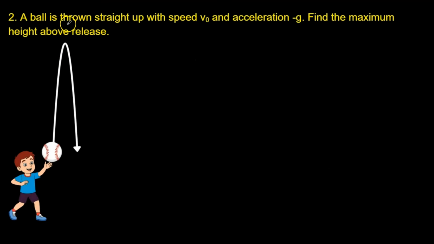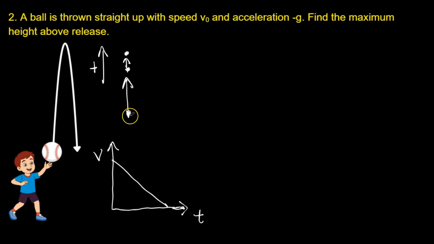Question 2. A ball is thrown straight up with a speed of v naught and an acceleration of negative g. Find the maximum height above the release. So here's a dot diagram of the ball going up. Notice that the velocity decreases on the way up. This is a velocity time graph. The ball is going in the positive direction, but the magnitude of that velocity is decreasing.